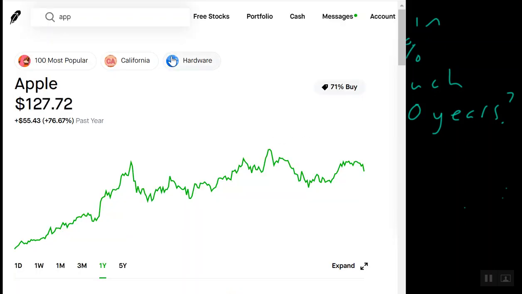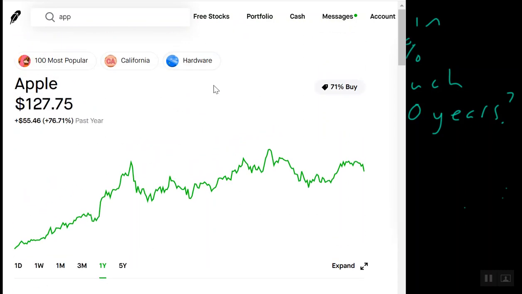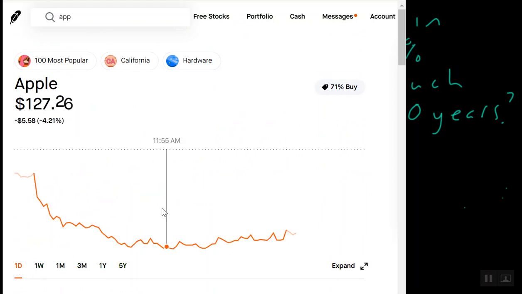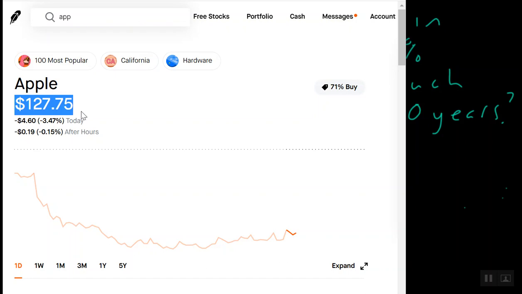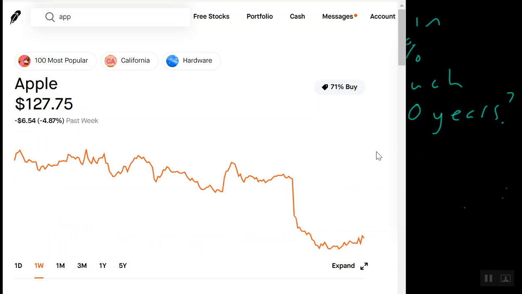So here's going to be the first time that we look at stocks. This is actually Apple right now, and this is in my Robinhood bank account, and we can look at time periods down here at the bottom. So you can say, okay, for this one day, one stock of Apple is sitting at $127.75, and you can see that today it lost 3.47%. We can see that over 1 week it lost 4.87%.